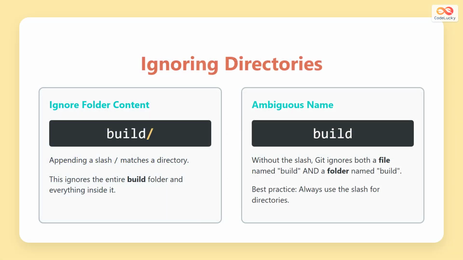When ignoring folders, it is best practice to append a / at the end. For example, writing build/ ensures Git treats it as a directory and ignores everything inside it. If you leave off the /, Git might get confused if you also have a file named build.